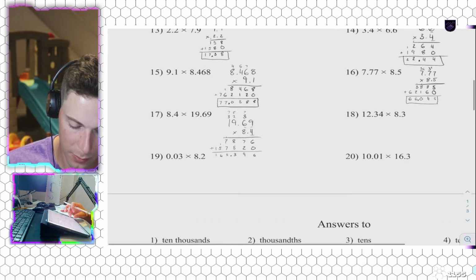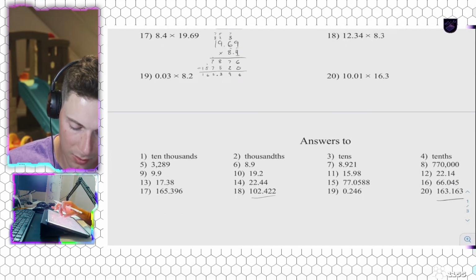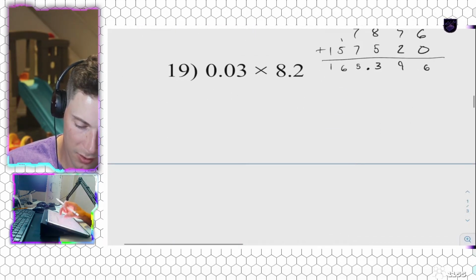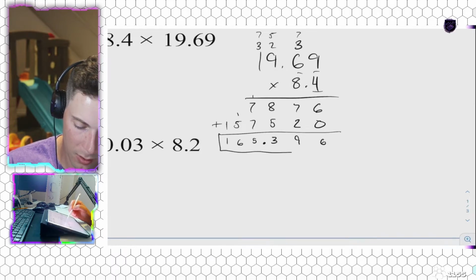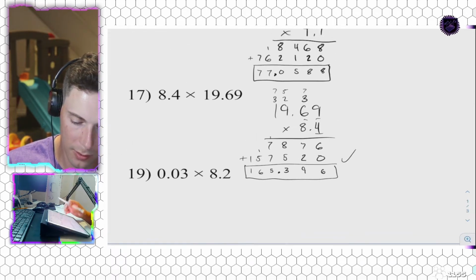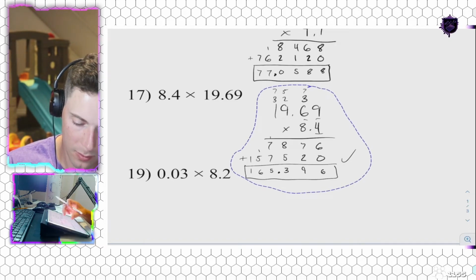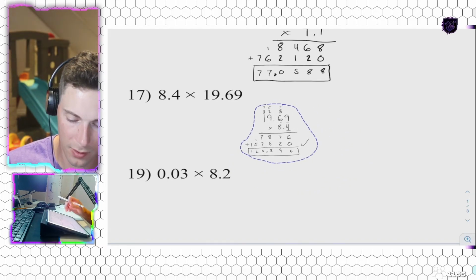165.396 for question 17. 165.396. We are correct. We can box it. And when you're checking your work, you can even give it a check mark. And for now, I'm just going to make this smaller so it fits in there nice.